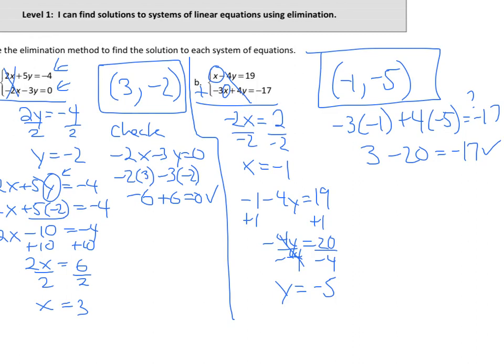This is also the point where these two lines intersect. So both of these equations in a graph represent two lines. So if you have two lines, the solution to a system of equations is the point where they intersect.